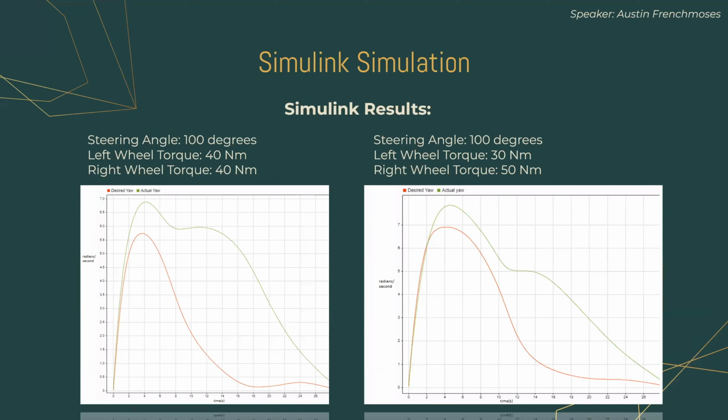And then here we have two graphs displaying our simulated yaw rates in Simulink over roughly a 30-second time period. The graph on the left was run with a steering angle of 100 degrees turning right and a torque of 40 and 60 at the left and right rear wheels respectively. The graph on the right shows the same steering angle, but instead using a 30-60 split of torque.